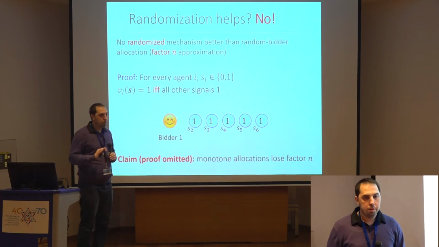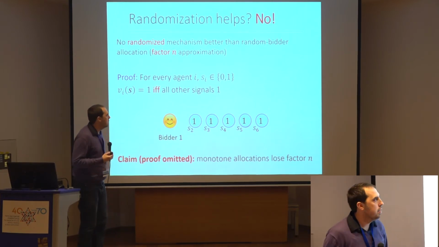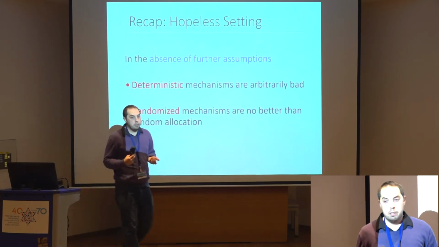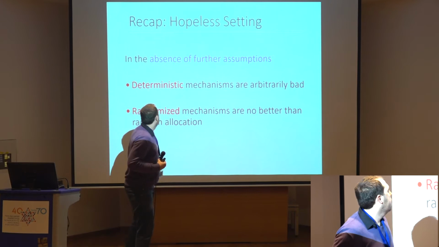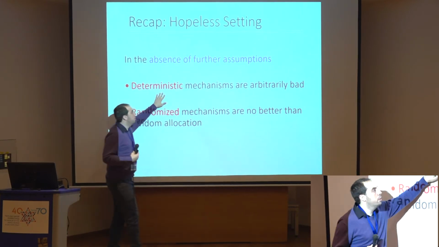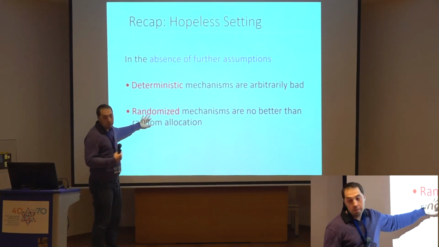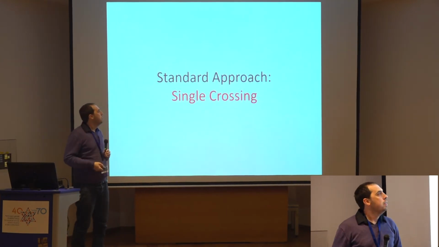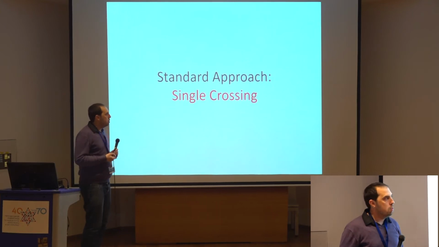Okay, I won't give you the proof. It's not that complicated, but I have time yet. So it sounds like it's a hopeless setting, right? Without single crossing, we cannot have any fine bound on approximation by a deterministic mechanism. Any randomized mechanism loses a factor of n. So what can we do?